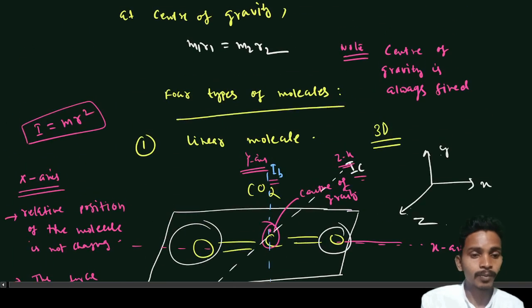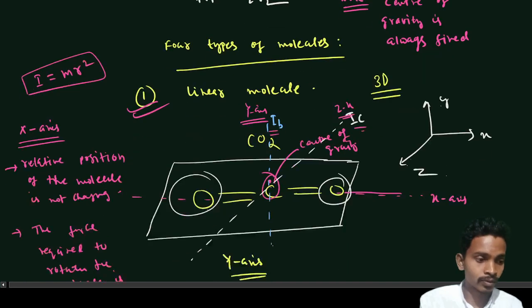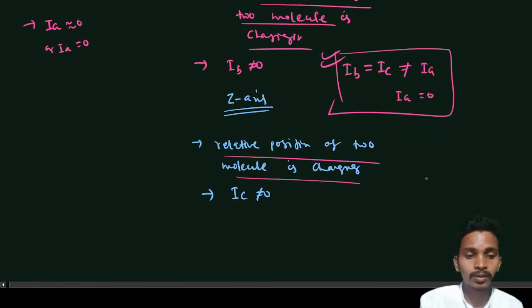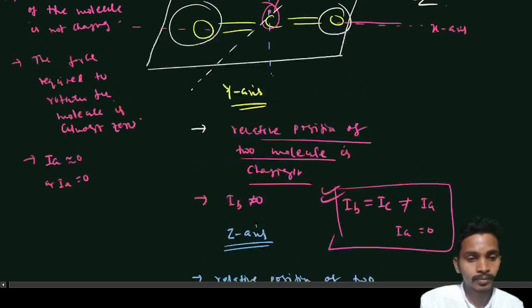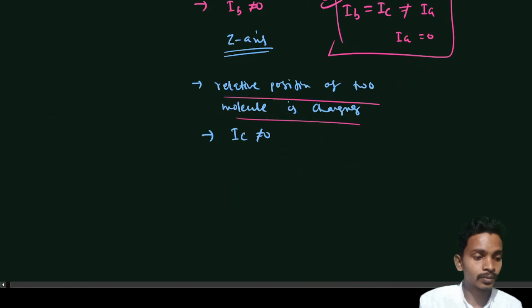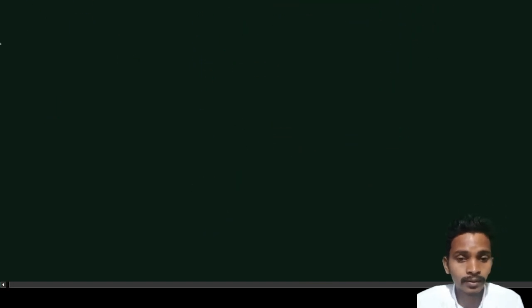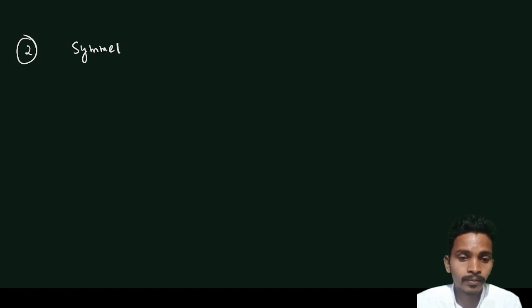So this type of molecules are linear molecules. You know that only linear molecules have IB equal to IC but not equal to IA, and IA equal to 0. The next type of molecules we will talk about is the symmetric top, the symmetric top molecules.